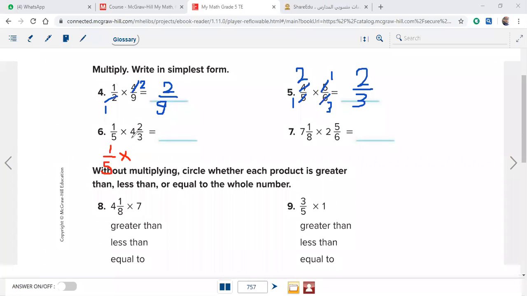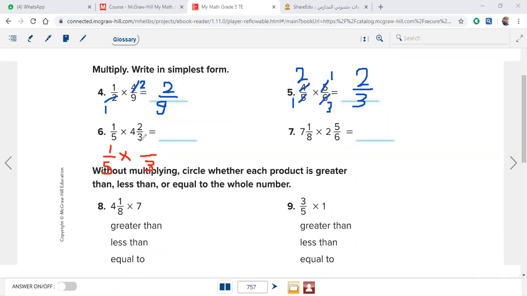Again, back to number 6. 1 out of 5 is a fraction. Write it the same. And then multiply by a mixed number. The mixed number is 4 and 2 out of 3. Okay? To change a mixed number to an improper fraction, we have to keep the denominator. Where is the denominator? 3, 4, or 2? Yes, 3, it is the denominator. The denominator of this mixed number is 3. We keep it. And then multiply the denominator by what?